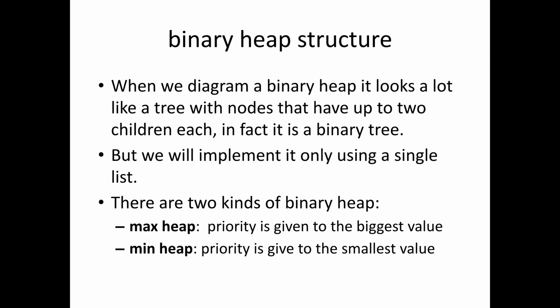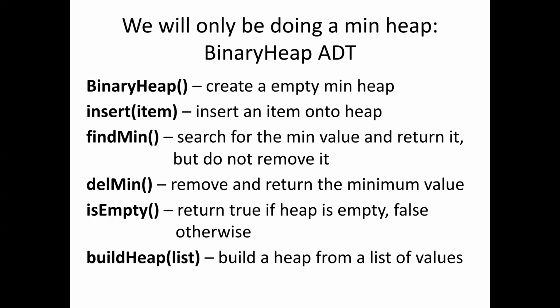Okay. So it looks very much like a complete tree. But when you implement it, we're going to implement it in a single list or array. So that's a trick for the binary heap. When you draw the picture in your head, you imagine a tree-like structure, but when we implement it, we use an array. So we'll see how it goes, right?